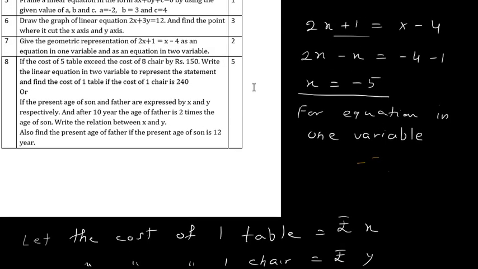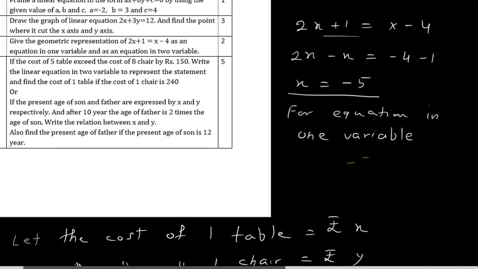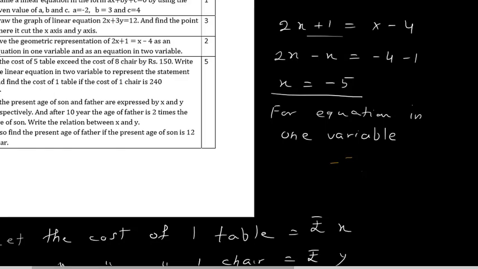Okay, now there is one more question which we have given in the options. If the present ages of son and father are expressed by x and y respectively, and after 10 years the age of father is 2 times the age of son, write the relation between x and y. Also find the present age of father if the present age of son is 12 years.